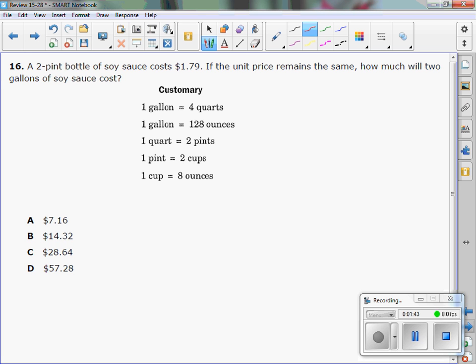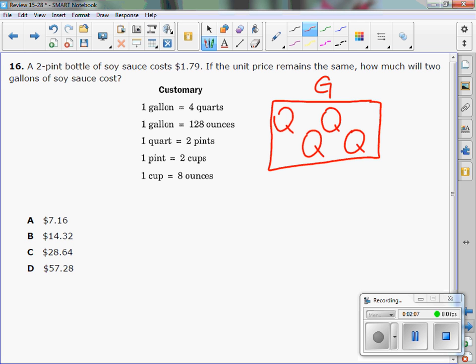But for some people, rather than having to set up proportions, it might help you to look at a visual of how many pints would be in gallons. So I'm going to have this big box represent a gallon. And we know by looking at this little chart, a gallon has 4 quarts. So quart, quart, quart, and quart. And then we also know 1 quart has 2 pints. So each one of these quarts has 2 pints in it. So really, my whole entire gallon has 8 pints.